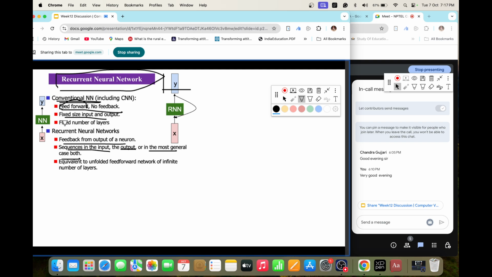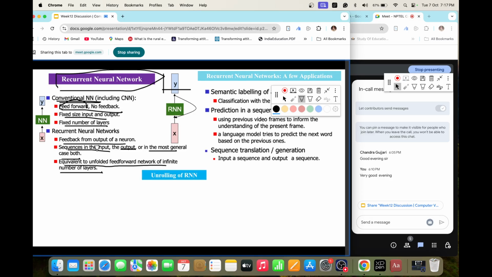And then we have a fixed number of layers in the convolution neural network, equivalent to an unfolded feed forward network of infinite number of layers. Infinite number of layers, because we have this feedback again and again coming, and also we have this sequence of input. So that is why an infinite number of layers can be there in your recurrent neural network. So in short, recurrent neural network is the big brother, or the evolved part, of your artificial neural network or conventional neural network. Okay, so this is the whole theory behind it.